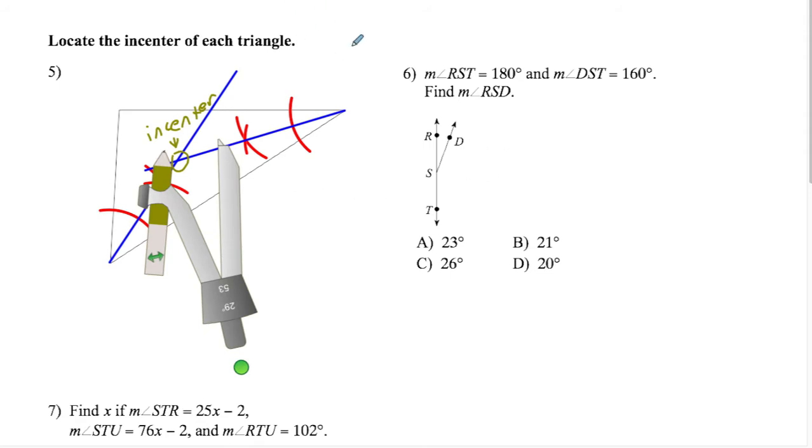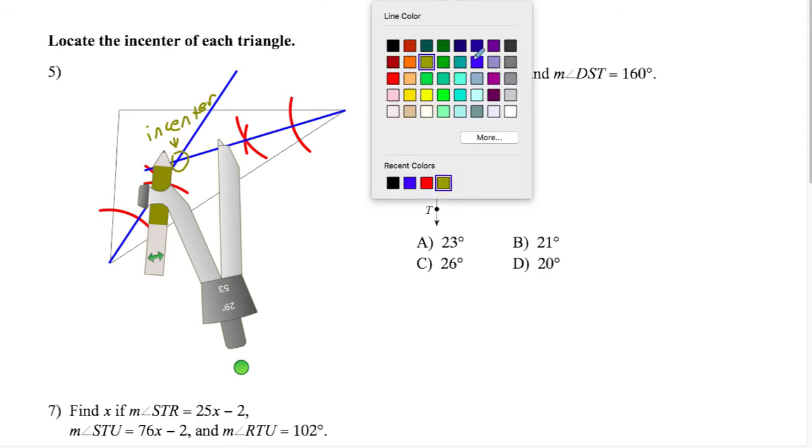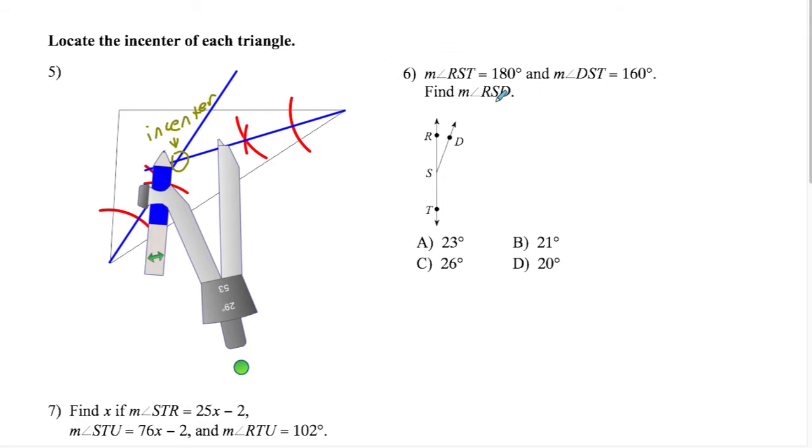So for number 6, we have RST. RST is a straight line that says 180 degrees. The measure of angle DST, this tiny little angle right here, is 160 degrees. And we're looking for RST, that unknown angle right there.